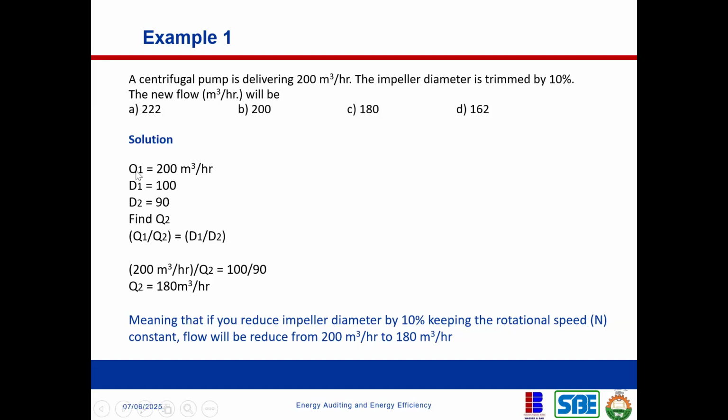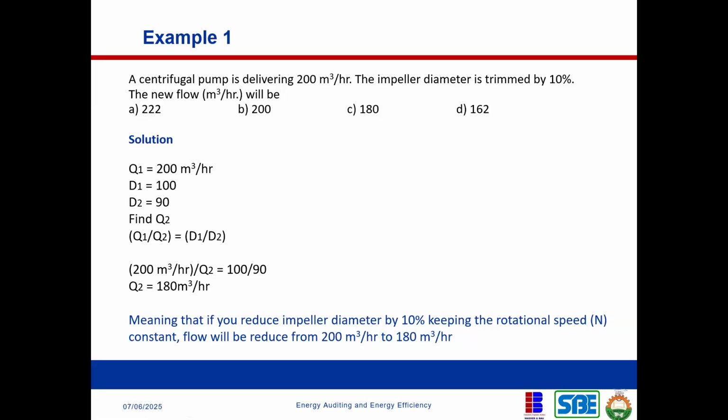So what do we know? We know the original flow rate, which is 200 meters cube per hour. This is the volume of fluid that they can pump per hour. Now, we are told that the impeller diameter was reduced by 10%. We are not told the original impeller diameter, but we can assume that the original impeller diameter is 100, right? If you reduce it by 10%, it will now become 90. So now we know the original impeller diameter and the adjusted impeller diameter.